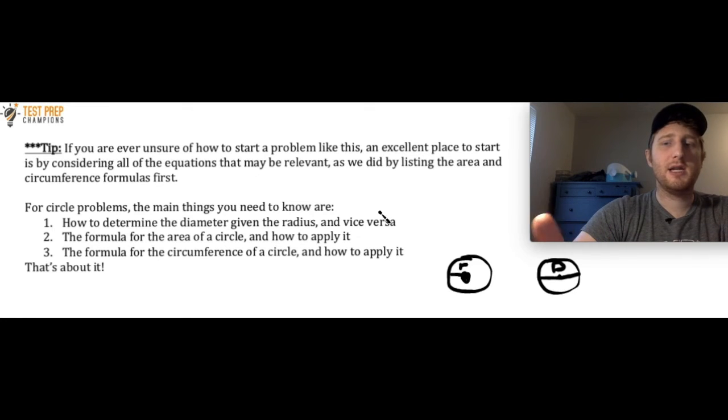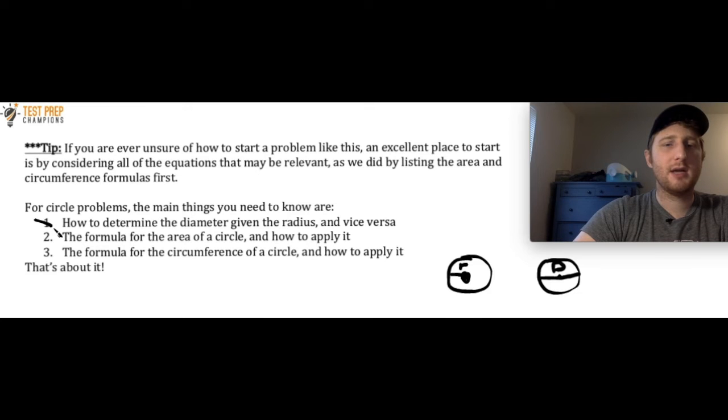And you need to know how to find the radius if you're given the diameter, all right? What I'm trying to say here is if you have the diameter, you divide it by 2, that gives you the radius. If you've got the radius, you multiply it by 2, that gives you the diameter, all right? It's kind of a tongue twister. So you need to know that. So that's point number 1.